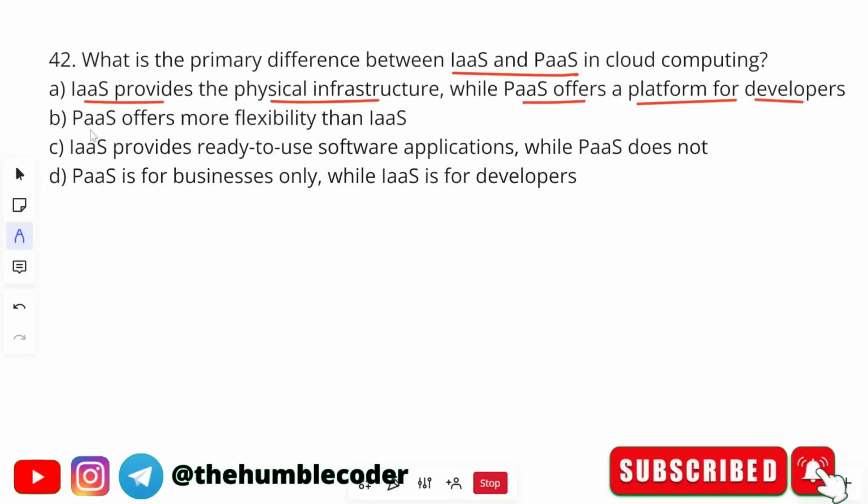Next option that we have. PaaS offers more flexibility than IaaS. IaaS provides ready-to-use software applications, while PaaS does not. PaaS is for business only, while IaaS is for developers.